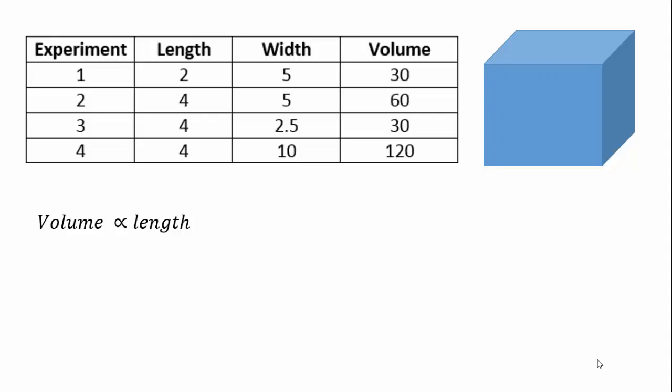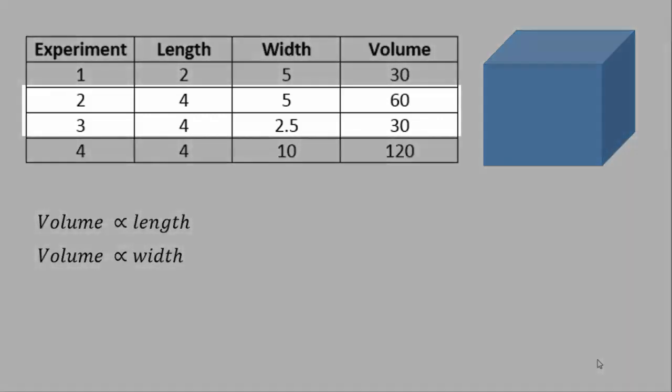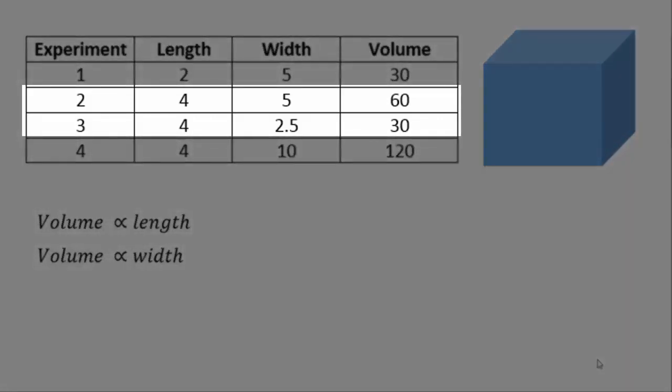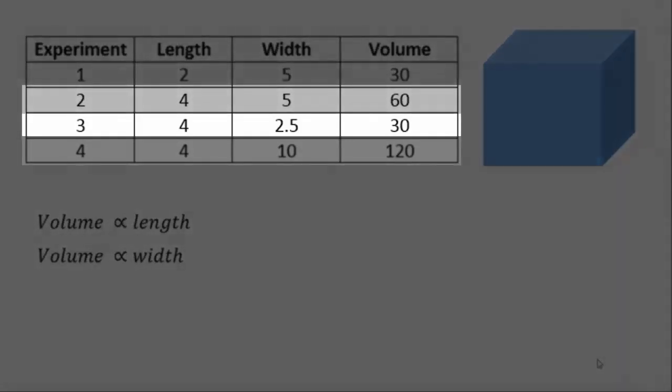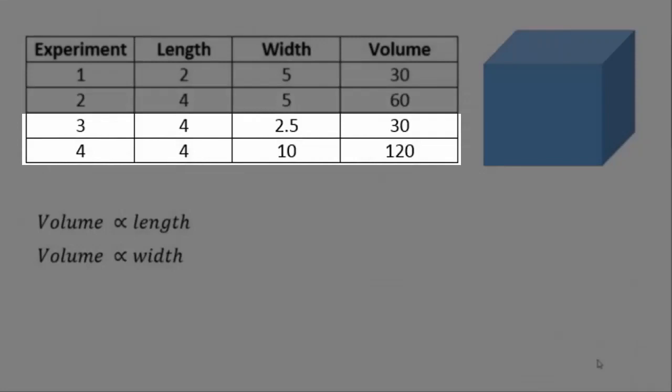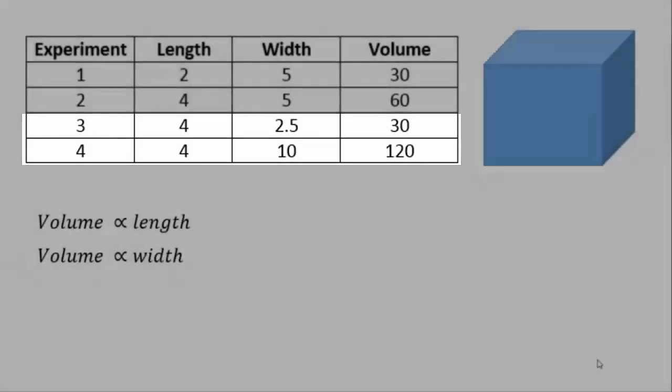Equally, you can see that the volume must be proportional to the width. Look at experiments 2 and 3. When the length is held constant, but the width is halved, the volume halves. You can see a similar relationship between experiments 3 and 4. The width is quadrupled, and the volume is also quadrupled. So far so good, but we can go further.